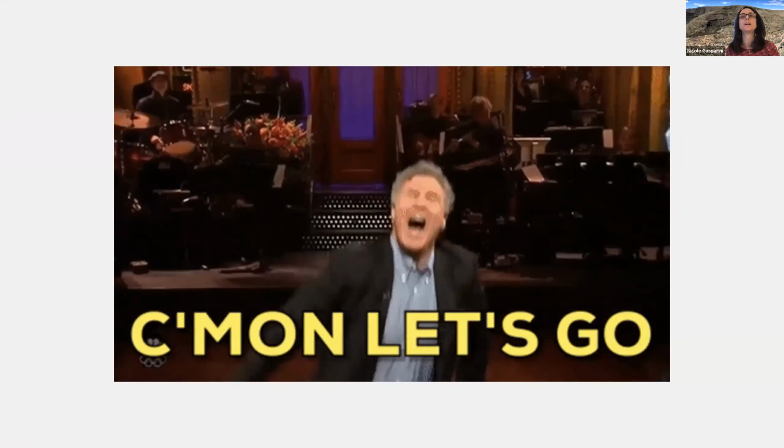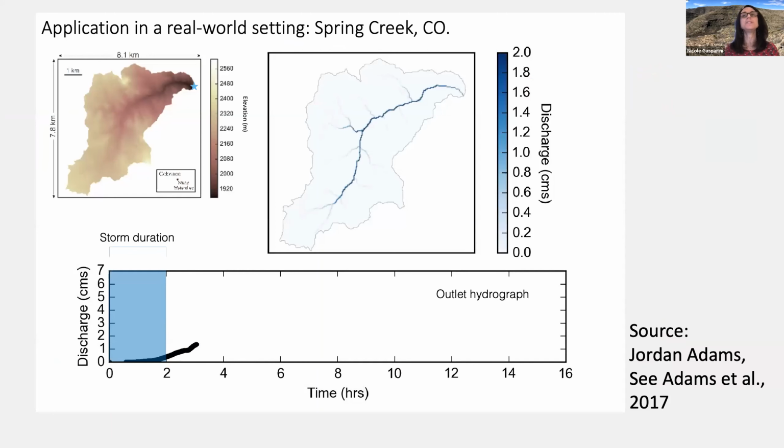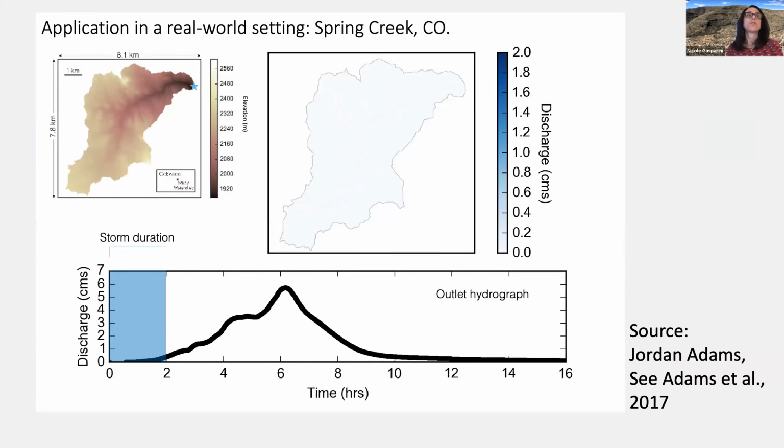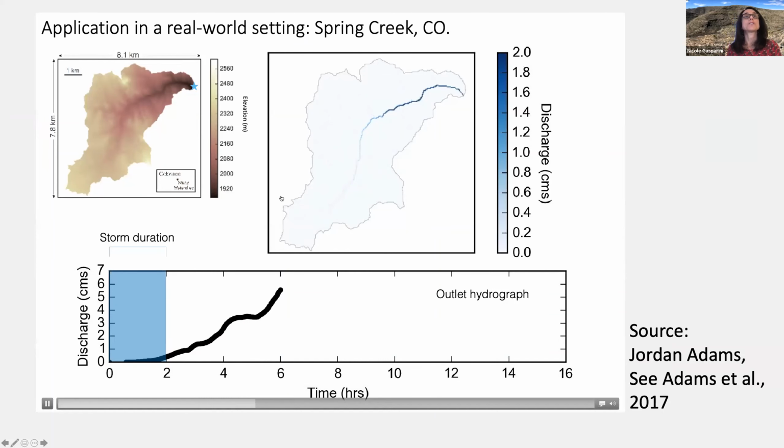Okay, so enough of this. Let's see a little bit about what Landlab can actually do. So this is an example from a former PhD student of mine, Jordan Adams, and this is routing a flood wave across a landscape. So on the bottom, you see a hydrograph at the watershed outlet.